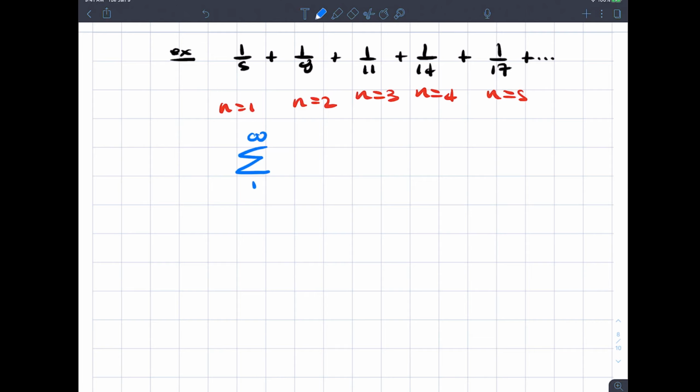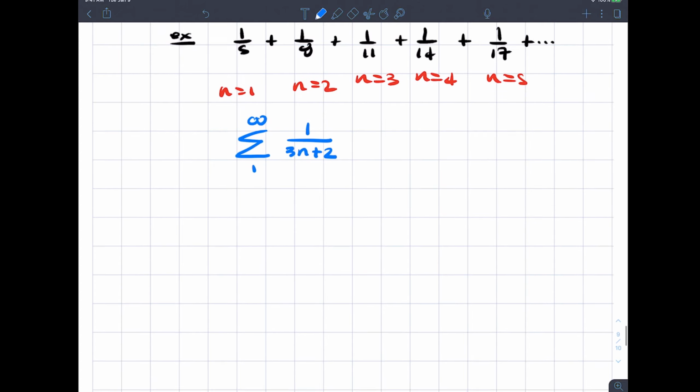Well, the terms differ by 3 there. Let me express what this is. This is 1 over 3n plus 2. Double check the terms. If n is 1, that gives you a 5. N is 2: 2 times 3 is 6 plus 2 is 8. N is 3: 9 plus 2 is 11. All right, this is the series.